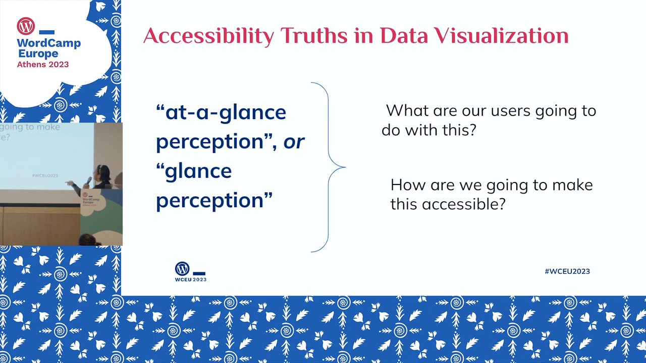Okay, the second question: how are we going to make this accessible? Even to start designing, or even starting any type of planning in terms of development. Because it's important for us to plan accordingly, and also the developers need to have access to the different assistive technology as well.